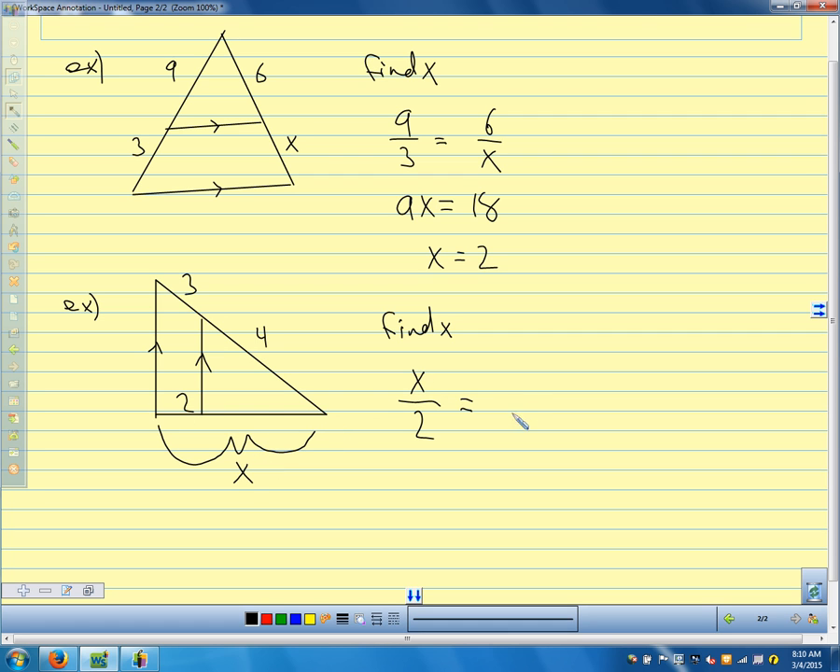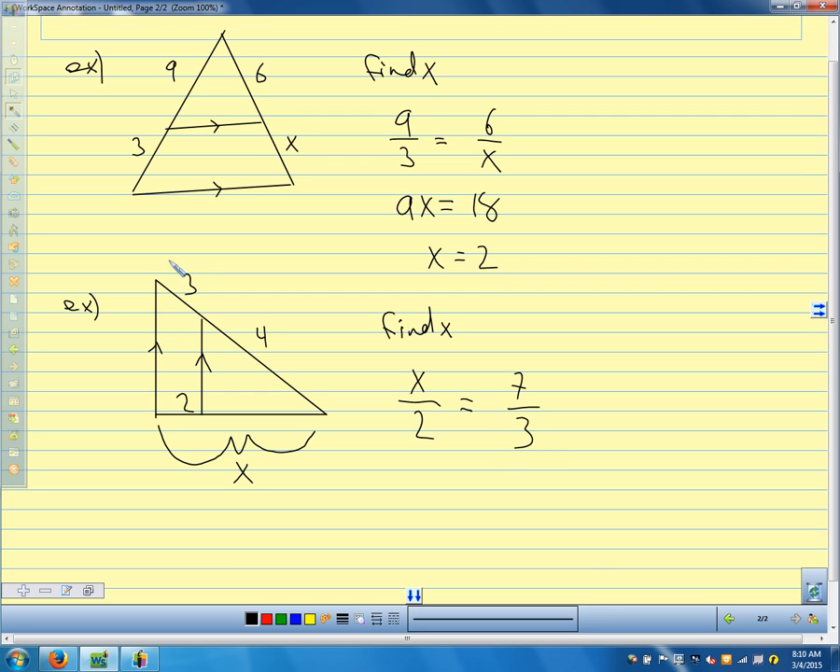So if we make the same ratio over here, we need the whole side of the triangle. 7 over, and we matched up x with this piece. We're going to match up the whole side of this side with 3. X over 2 equals 7 over 3.